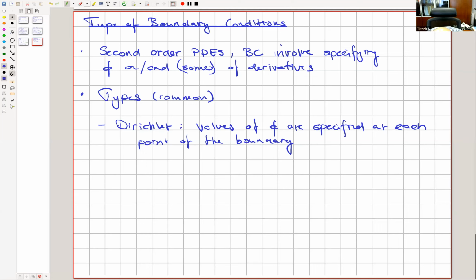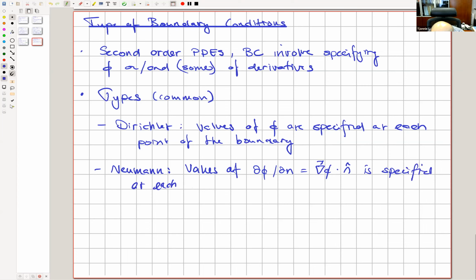Okay? And then we also have the so-called Neumann boundary conditions, which say that the values of some derivative, let's call this partial phi partial n, which is just the gradient of phi dotted with n, normal to the surface, so it's the derivative normal to the surface, is specified at each point of the boundary.